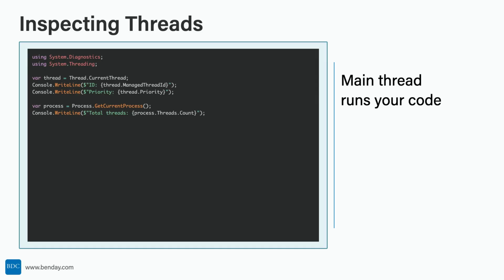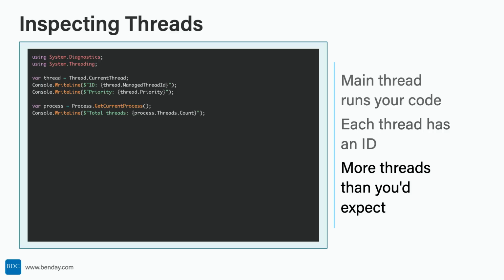Every program starts with one thread, the main thread. This is where your main method runs. It's been doing all your work so far, executing one line at a time. Every thread has a managed thread ID. Thread 1 is typically your main thread. You'll see this ID in debug output and exception messages. It's super helpful for tracking which thread caused a problem.